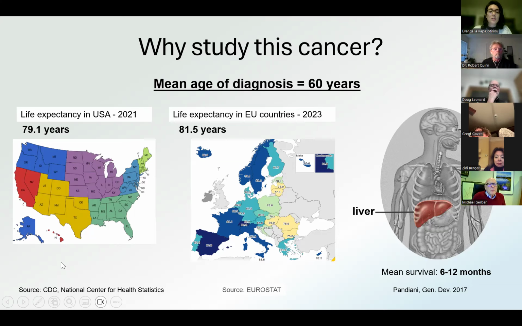And according to the National Center of Health Statistics, or the Eurostat of Europe, you can see that we have a mean life expectancy of around 80 years in both regions. And so it affects the last third of a standard lifespan of an adult. Last argument is that 50% of the patients with primary disease develop metastasis primarily in the liver, and so they die within a year.